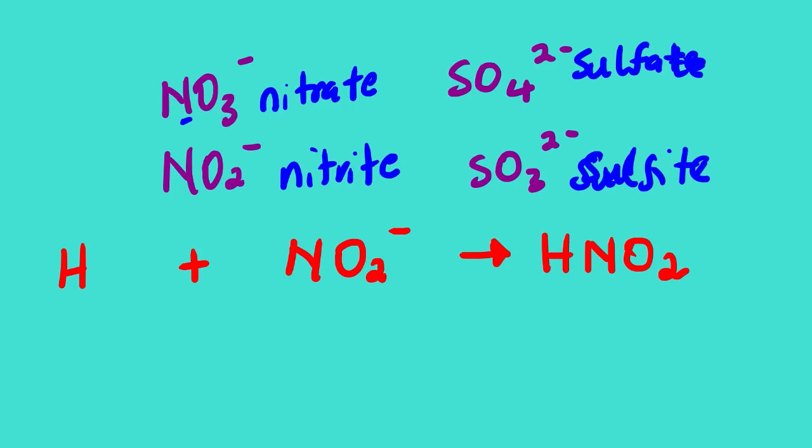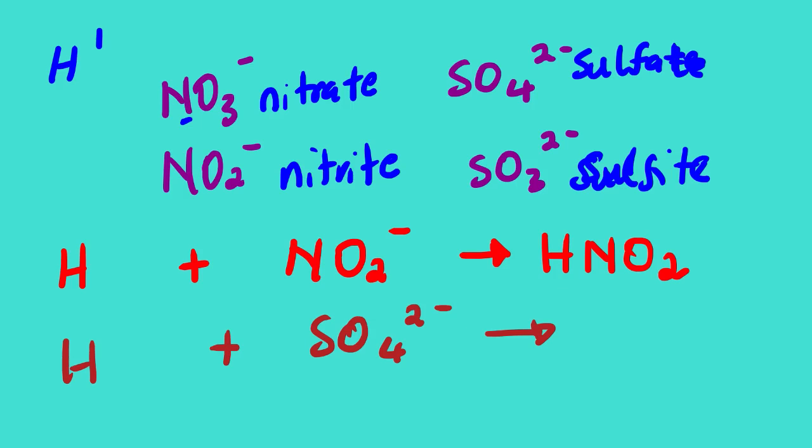Now let's say we are reacting hydrogen and sulfate. You can see that hydrogen from group number 1 has 1, sulfate has 2. So in the cross multiply, we see that we are going to have H2SO4.